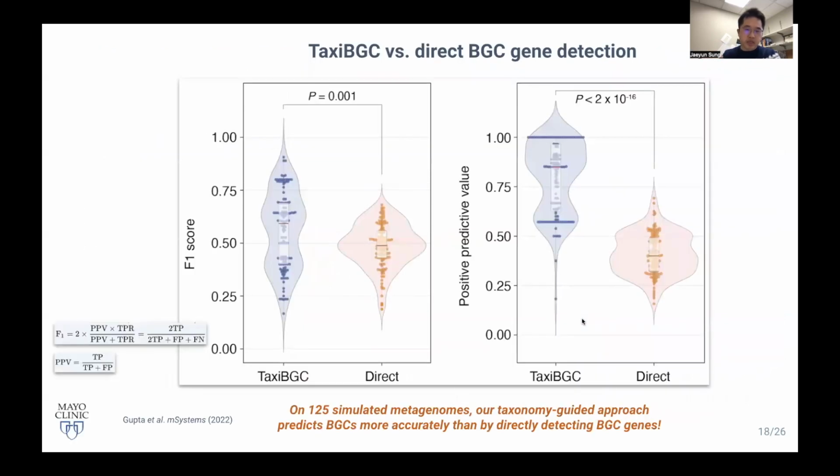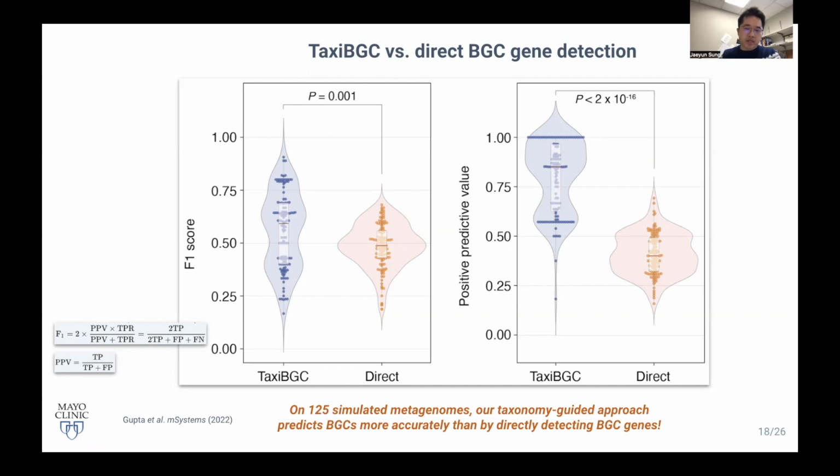We next compared TaxiBGC, which first identifies microbial species, versus the current standard approach of predicting BGCs by just mapping reads onto known BGCs. As you can see here, based on F1 scores, and I know the equation here looks kind of funny, but it's just the harmonic mean of sensitivity and specificity, and also on the positive predictive values, you see that our taxonomy-guided approach predicts BGCs more accurately than by directly detecting BGC genes.